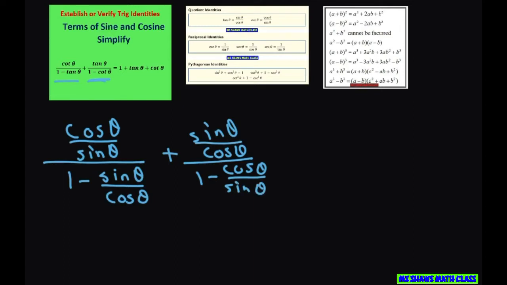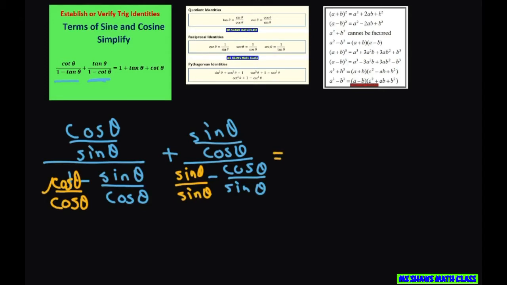All right, now that we have that, we want to get the common denominator for our denominators here. So the denominator for this one's going to be cosine of theta. So I'm going to multiply this also by cosine of theta. Cosine of theta divided by cosine of theta is 1. So do the same thing for here. Just change this 1 to sine of theta divided by sine of theta. That way we can have the same denominator.